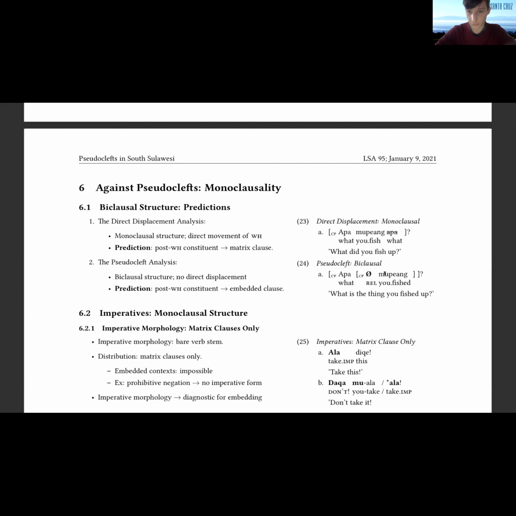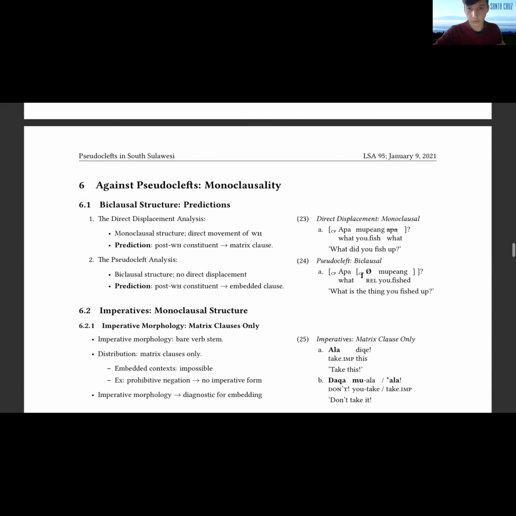"What", and then a free relative, "you fished". "What is the thing you fished up?" There's a clause boundary. There is demonstrably not a clause boundary in between the WH word and what follows in Mondar. This can be shown in two ways. The first is a little roundabout.